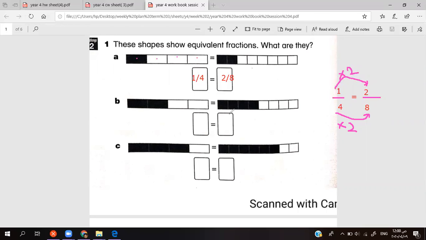Okay. Let's try doing number B. Here, 2 parts are colored. 2 from how many? From 1, 2, 3, 4. 2 from 4. So 2 over 4.